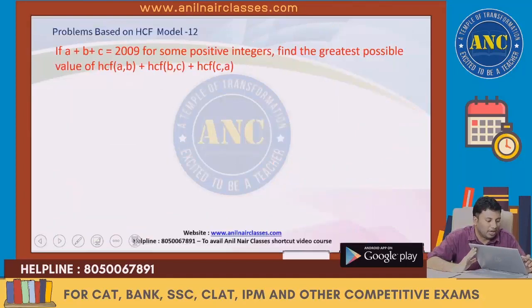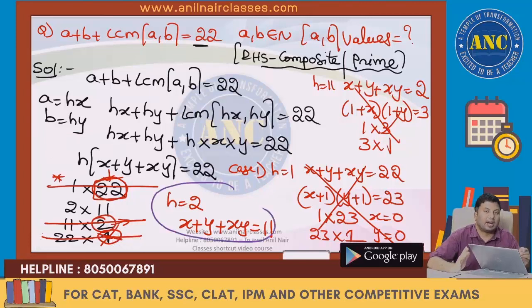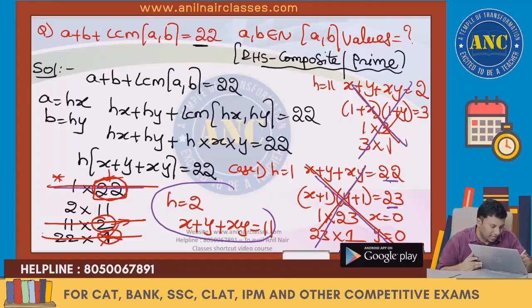Till here, I hope the idea is clear, right? H is 1, X plus Y plus XY is 22. On adding 1, 23. 23 is a prime number. It contains only two factors, 1 into 23 and 23 into 1. In both the cases, X is 0, Y is 0. Not possible. 2 on adding 1 is 3, not possible. 1 on adding 1 is 2, not possible. Exactly, that is what I wanted to tell you. So finally the question came down to H equivalent to 2, X plus Y plus XY equivalent to 11. Now we will take it up.